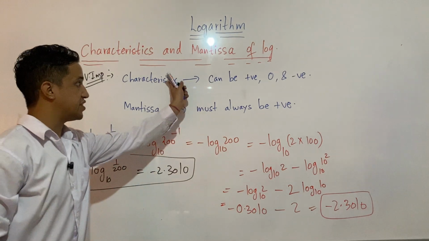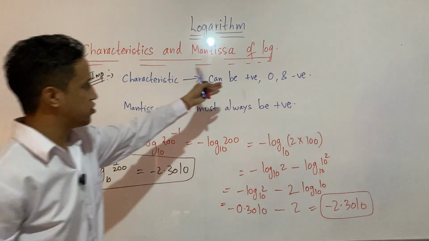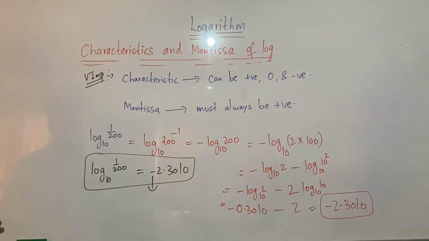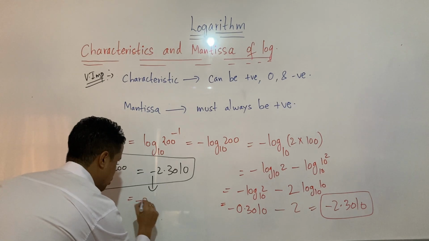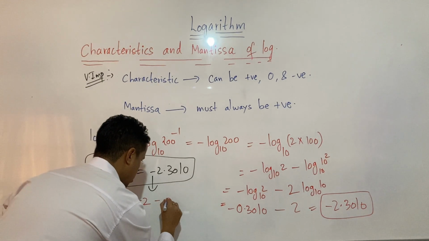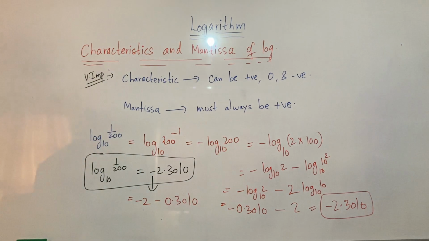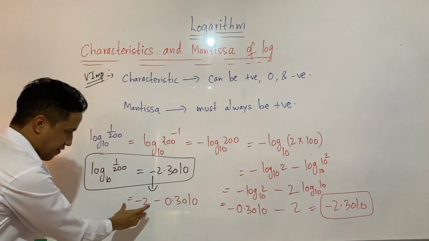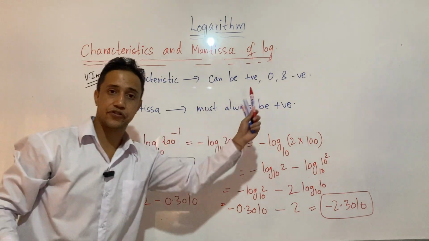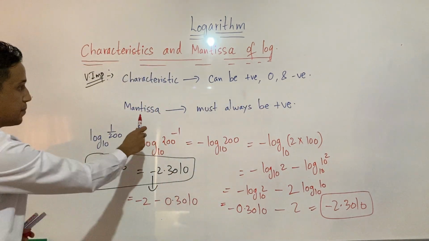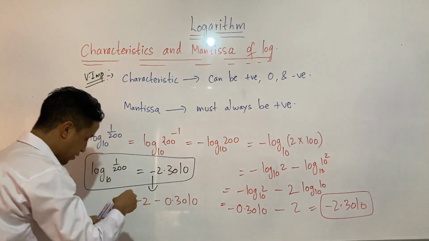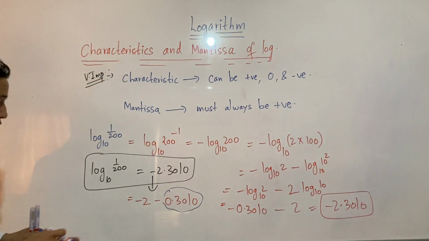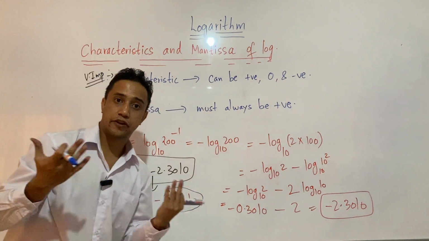Now see here, this is very, very important. What we have said is that the characteristic can be positive, 0, and negative. So let's break this number: I can write it as minus 2 and minus 0.3010. The characteristic can be positive, 0, or negative, so we are fine with minus 2, because that's what the definition of characteristic says. But the mantissa must always be positive, and here we are getting a negative mantissa. So according to the definition, this should not be valid.